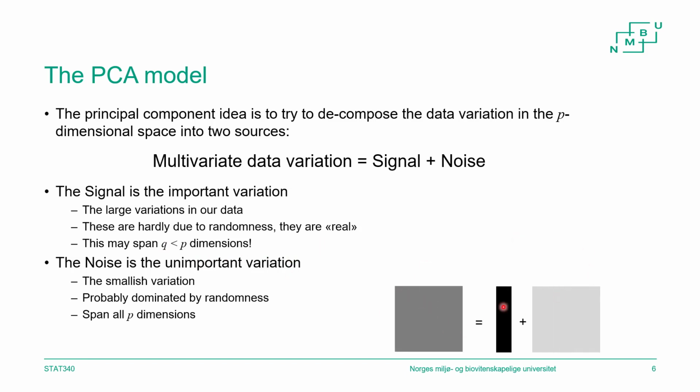So we can also make a graphical view of it like this, where we have the full data set here with all the p variables, right? We can then decompose it into the signal part, which contains only q variables, the smaller part, plus the noise, which is equally abundant in all dimensions. So the gray data here is partly due to the black signal and partly due to the whitish noise.